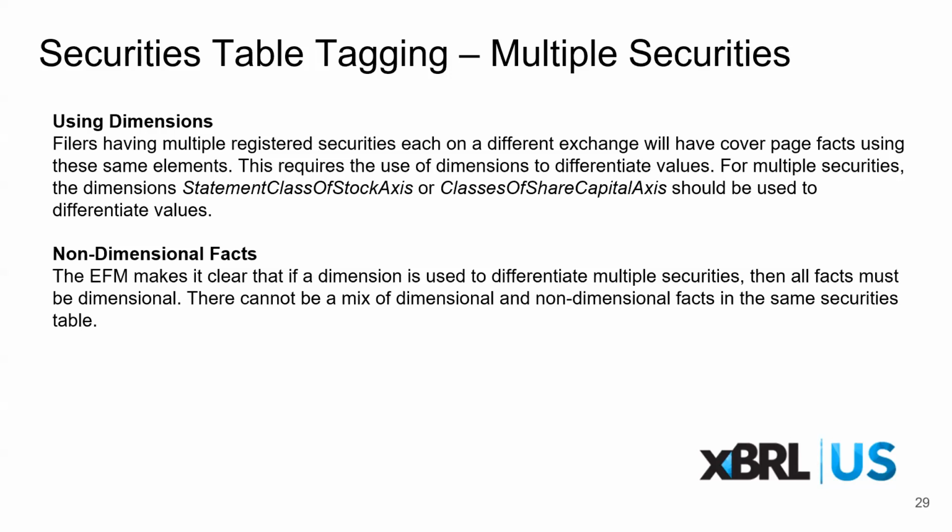And the EDGAR Filer Manual does make it pretty clear that you can't use dimensions for one row and not use dimensions for the other. If you start doing a dimensional table because you have multiple securities, every row of your table should be using dimensions to mark the securities. So just make sure you're consistent with your use of dimensions on your securities table.